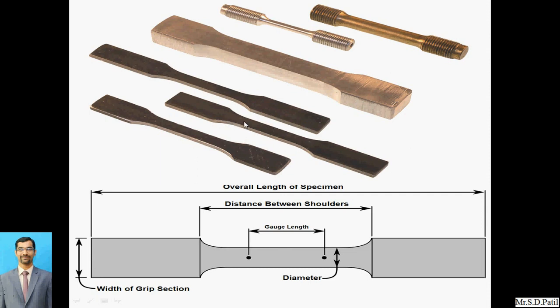This is the gauge length. So here the gauge length is shown in this particular component. This is the distance between two shoulders, and this is the overall length of the specimen. So basically whatever forces are there are applied on this gauge length itself. So this is the diameter of the component, for the circular component we are talking about.